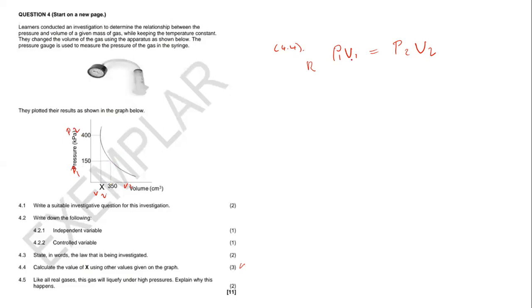So don't confuse them. P1 in this case is 150 kilopascals. You can also substitute the units, but I know you in high school, you don't. And then the V1, my beautiful people, is going to be 350. It equals P2, which is 400. And then V2 is X, which is what we are looking for.